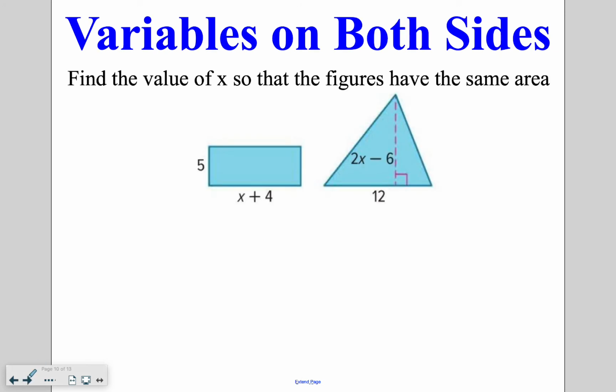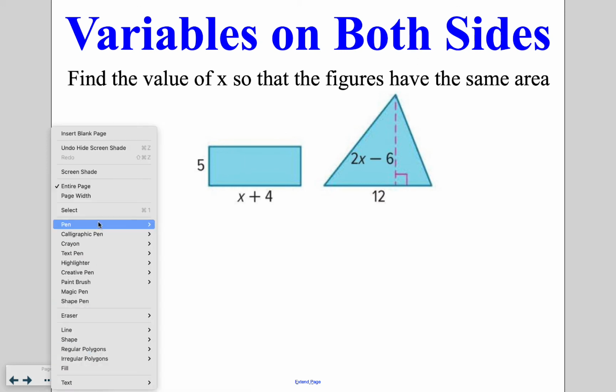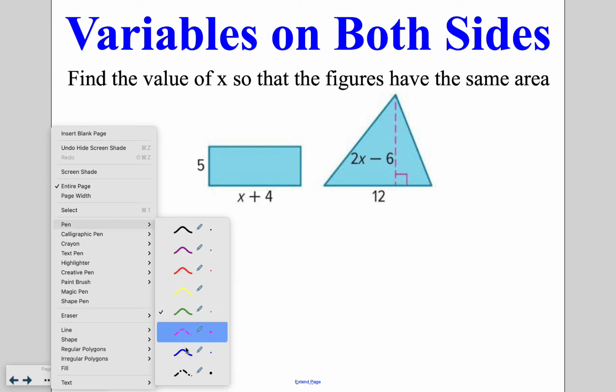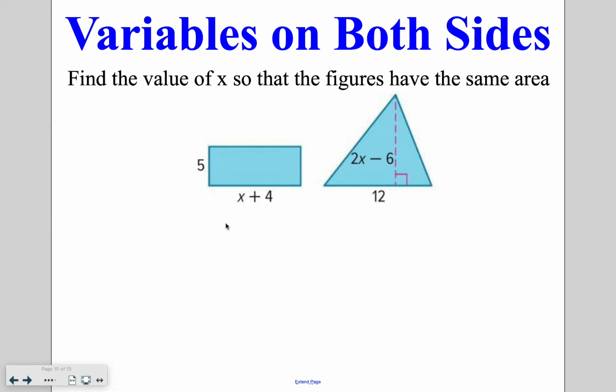If you are given figures, you're going to want to set up each part of the equation and then set them equal to each other. So it says find the value of x so that the figures have the same area. The first figure we have is a rectangle. In order to find the area of a rectangle, I need to do the base times the height. The base in this case is x plus 4, and I need to multiply that whole thing by the height, which is 5. On the right side, I have a triangle.